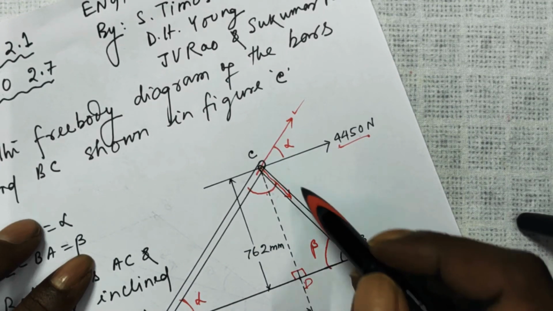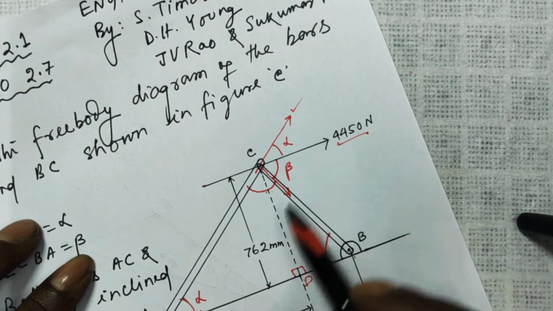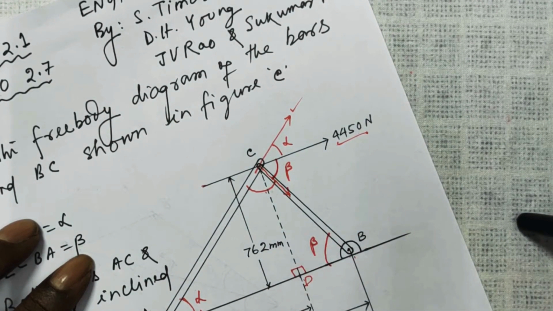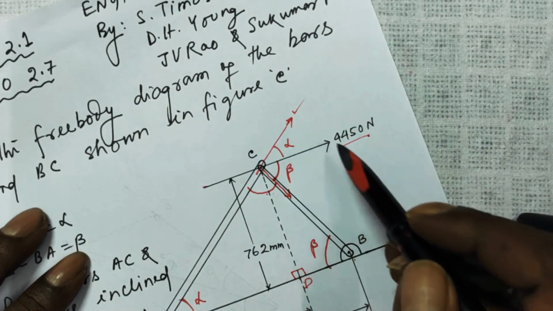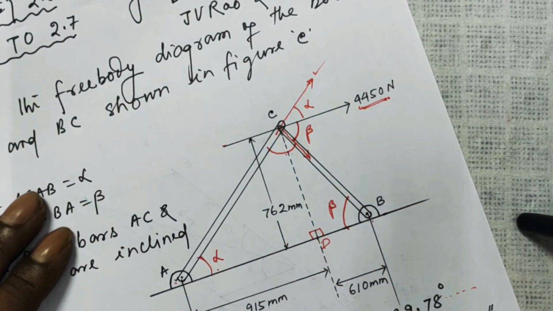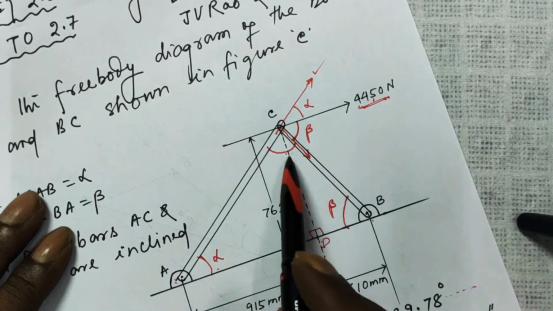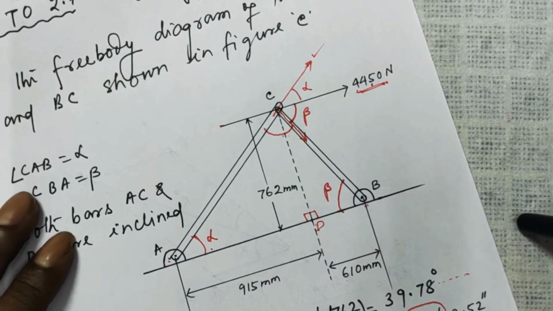Now since this angle is beta, this angle will also be beta, because this line is parallel to this. This is beta, so therefore this will be beta, alternate angle. So due to this component of this force, the bar AC is stretched, and due to this component of this force, the bar CB is compressed.